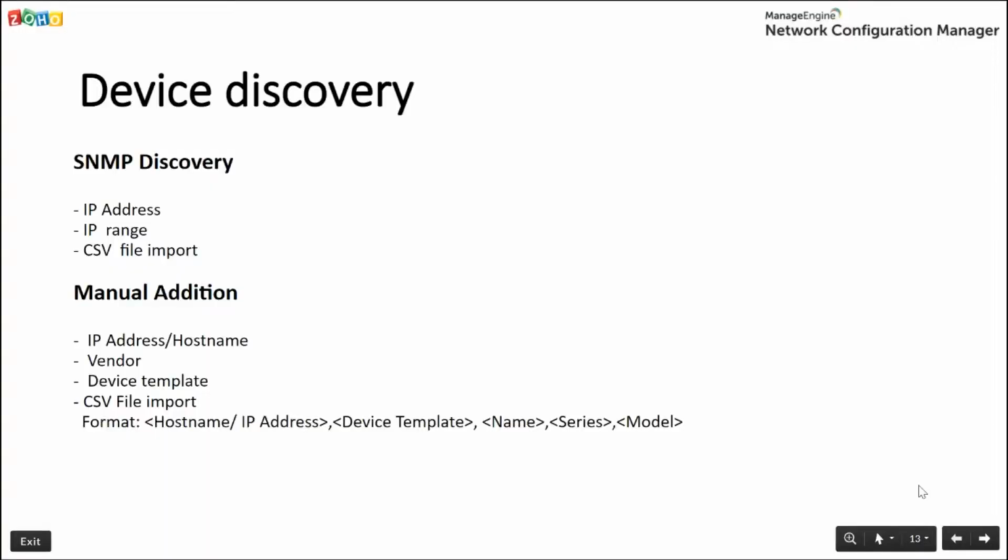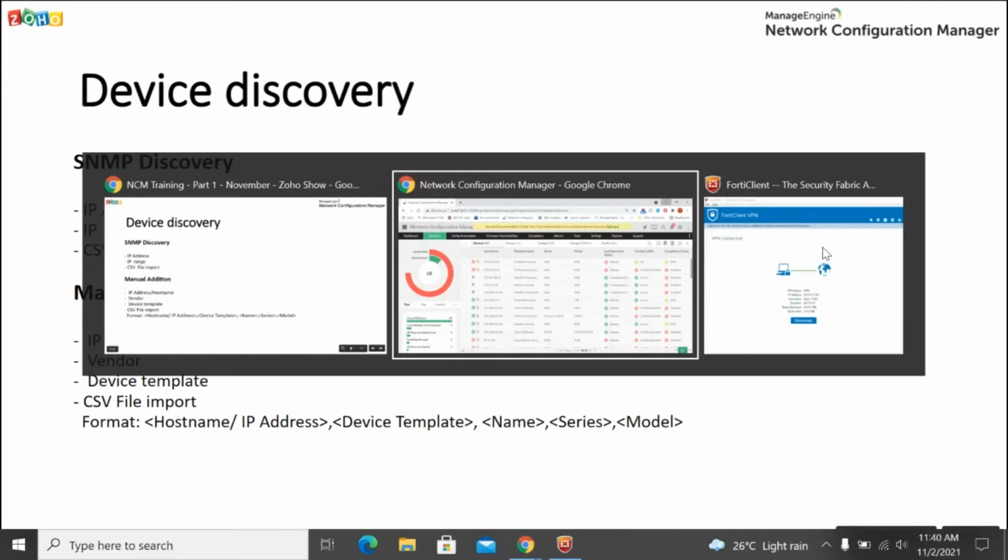Before that, let me quickly take you through the types of discovery. We have two major types of discovery in Network Configuration Manager. First is the SNMP Discovery. In the SNMP Discovery part, you can discover devices using the IP address, IP range, or a CSV file import. We also have a manual addition option to discover your devices. You can discover your devices using the IP address or host name, and you provide the vendor and the device template, or you can use a CSV file import, which should be in a particular format. So let me quickly take you to the NCM UI and show you how to discover your devices into NCM.